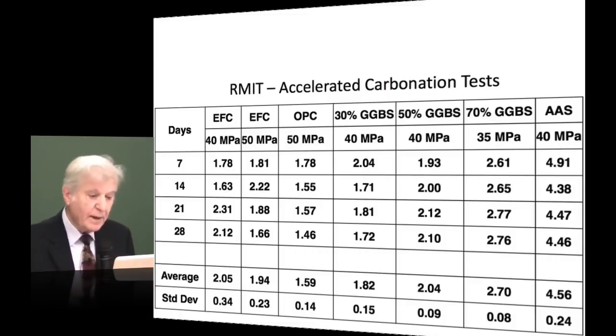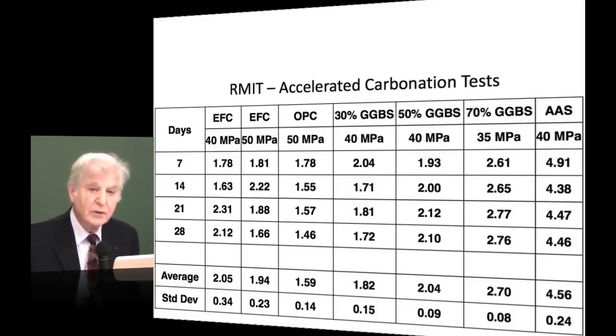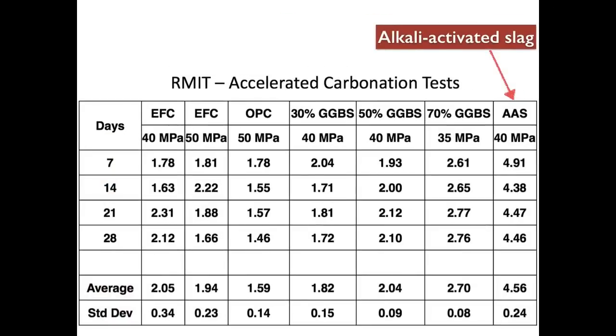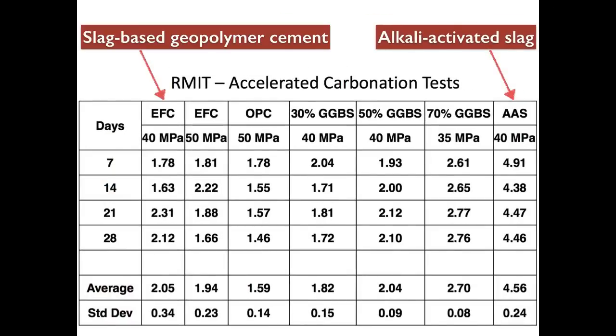But now, let's compare one test that is always discussed in scientific papers, the carbonation test. The carbonation test means what happens when the concrete is exposed to the atmosphere, how fast the CO2 will enter into the concrete, and it is measured in millimeters. You'll see here the difference between alkali activation, Portland cement, and geopolymer. We have the result for alkali-activated slag. We have the result for slag-based geopolymer cement compared with Portland.